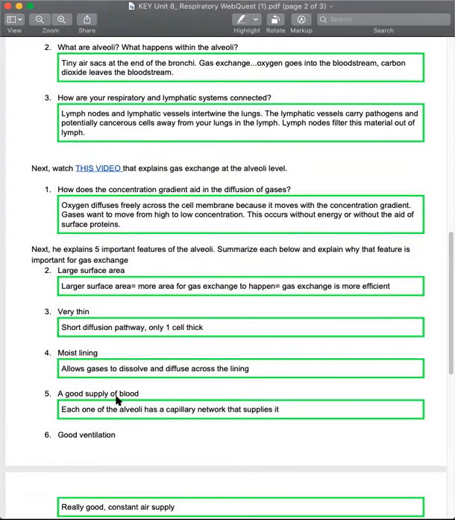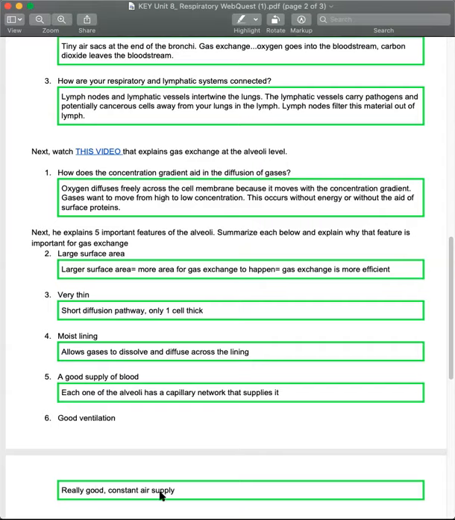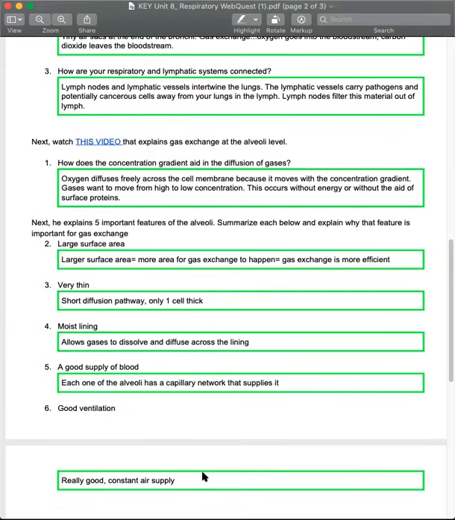Like I said, there's a good supply of blood, so each alveoli has a capillary network that surrounds it, which I'll show you in another slide, but it just allows that gas exchange to happen again. And it's very well ventilated. So obviously when you inhale, there's a lot of air supply that goes right to the alveoli, full of oxygen that allows it to transfer to the blood.